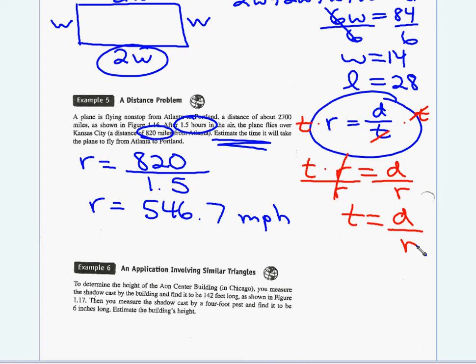So didn't they give me the total distance? 2,700. And I have my rate, 546.7. So you do your division, that gives you your answer. Let's see what we get here. 2,700 divided by 546.7. 4.94 hours. Okay?